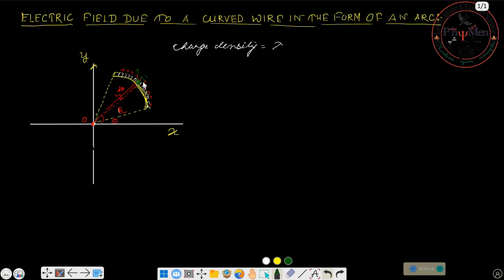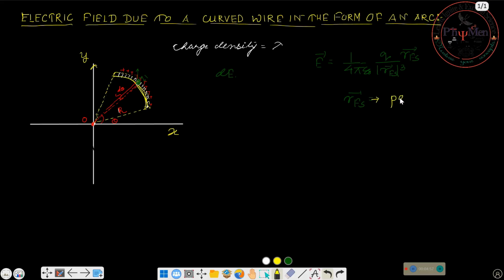So the electric field because of this element, this is the whole wire, this element will give dE. Now we know the definition of the electric field. Mathematically, E vector is equal to 1 by 4 pi epsilon naught Q divided by r, where r is the position vector of the field point with respect to the source point. So r_FS is the vector.